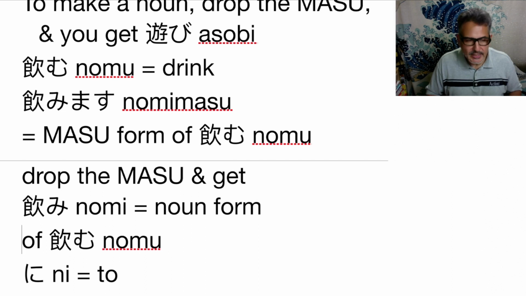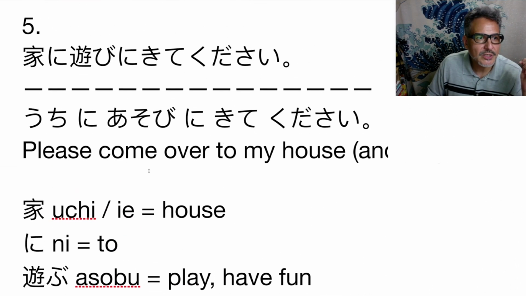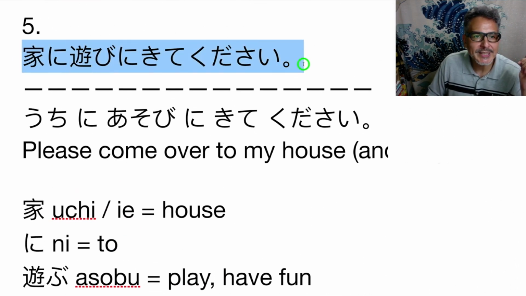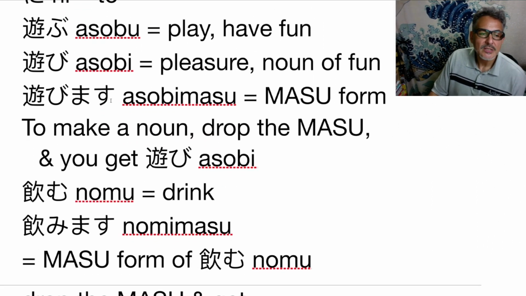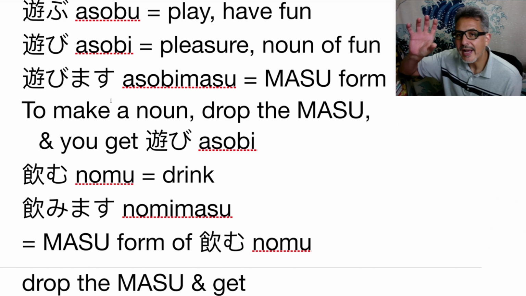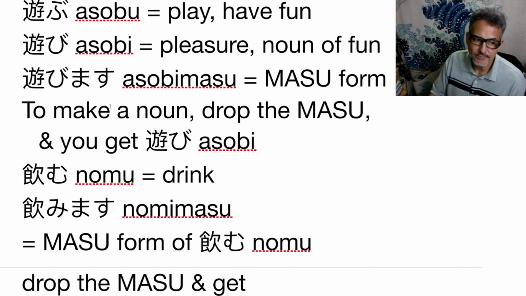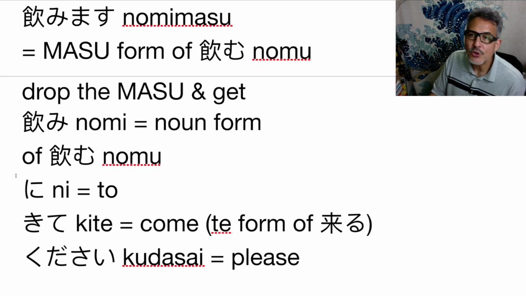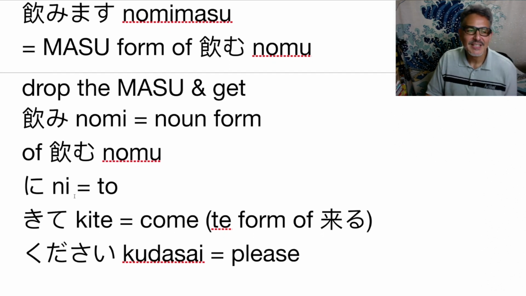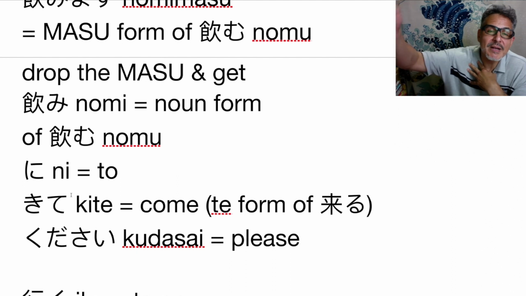Okay. Anyway, let's go back to our original sentence, which is uchi ni asobi ni kite kudasai. Remember that ni indicates movement. And we have another one there because we're saying come play. So come to my house and come and play. Asobi ni. So we often have this pair of adding the ni to the noun form. For example, nomu, the noun form is nomi. So you could say nomi ni kimasu. More common would be nomi ni ikimasu. I'm going to go drinking.